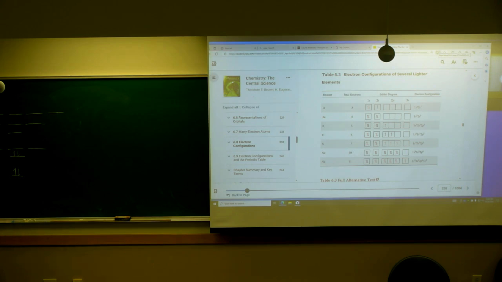Next is boron. Boron has 5. So again, notice the 5. Boron has a 5 on it. That's 5 protons, 5 electrons for the neutral atom. So I'll do that.